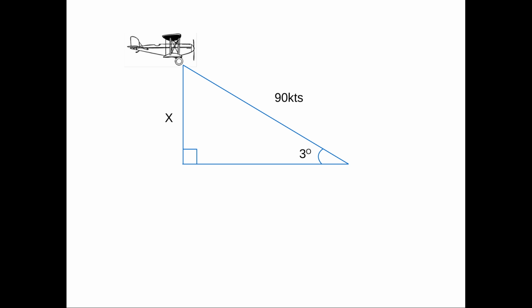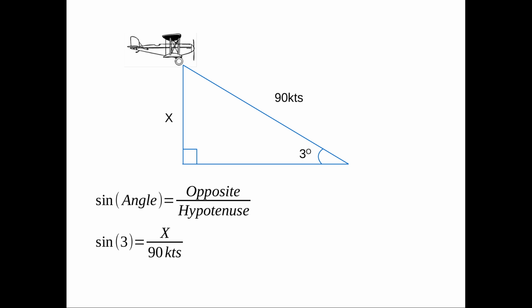In this problem, we're asked to solve for the side that's opposite of our 3-degree angle, and we know the length of the hypotenuse. So opposite, hypotenuse, and angle means sine. So let's look at the sine function. We plug in our angle, we plug in our hypotenuse, we put an x in where the opposite is, solve for x, and we get 4.7 knots. So we have to be descending at a rate of 4.7 knots.